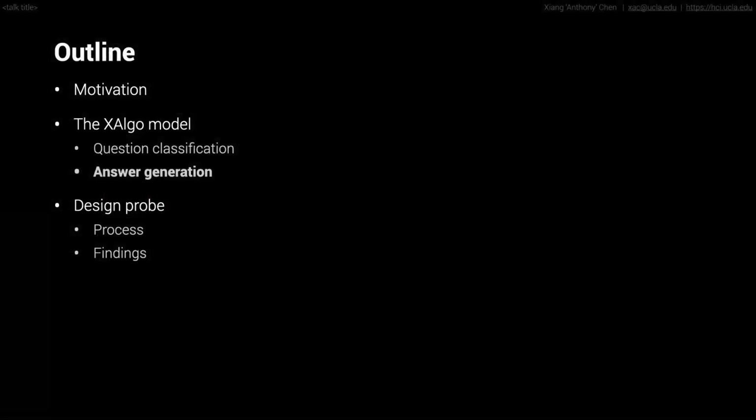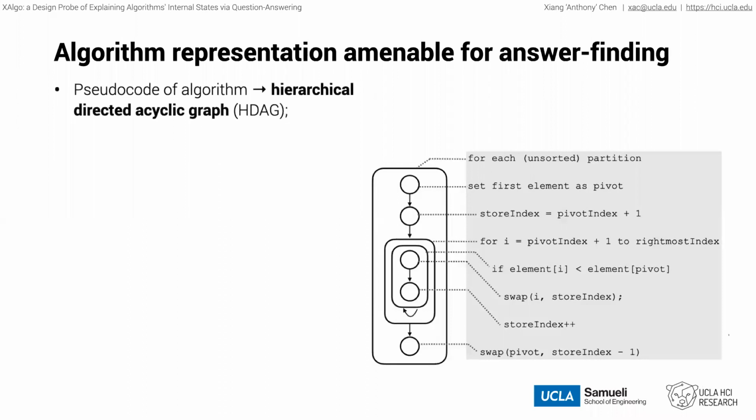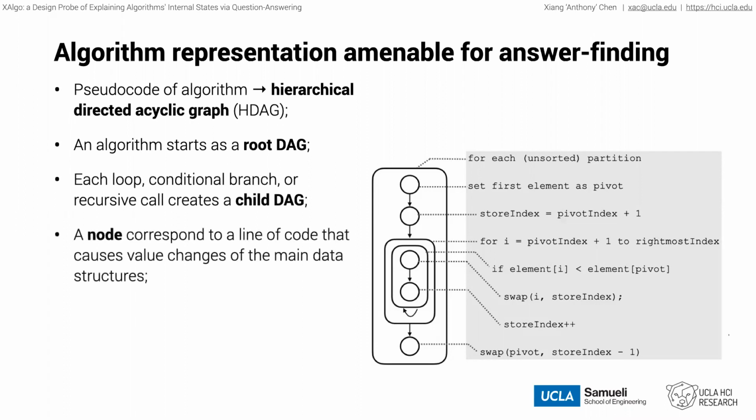Now that we can classify the user's question, the next step is to generate answer. We represent an algorithm by means of using the pseudocode to generate a hierarchical directed acyclic graph, or HDAG. An algorithm would start as a root DAG, and whenever there is a loop, conditional branch, or recursive call, we would create a child DAG. And then each node eventually will correspond to a line of code that will cause some value changes in the main data structures, such as the element in an array when it comes to a sorting algorithm.